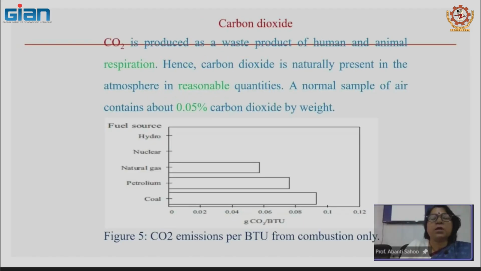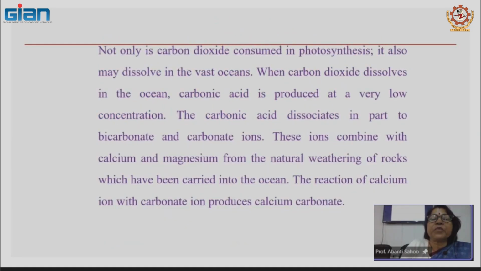In short, we all know that carbon dioxide is produced as waste in various reactions. A normal sample of air contains about 0.05% carbon dioxide by weight. Suppose we take a bed of silica or a bed of lime. There we can absorb the carbon dioxide and form calcium carbonate or something similar, by carrying out the reactions in the fluidized bed reactor.